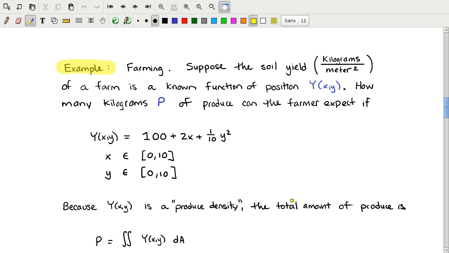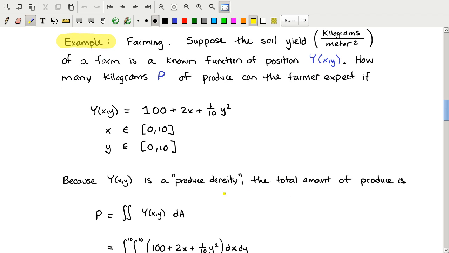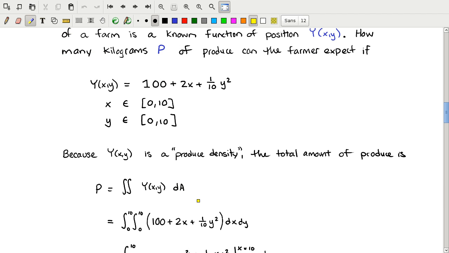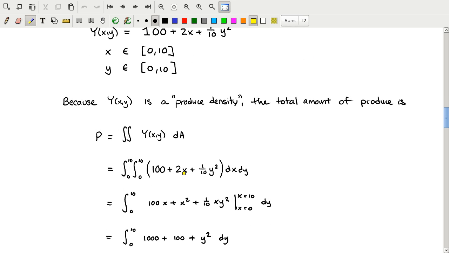So this yield, y of x and y, is a produce density. I guess it's really sort of a mass density. It's a mass of produce, but we can think of it in terms of produce instead of just something like mass from a physics class. And so the total amount of produce is this yield function, produce per square kilometer, integrated against dA. And we express this in Cartesian coordinates: 0 to 10, 0 to 10 of our function, 100 plus 2x plus 1/10 y squared, dx dy.